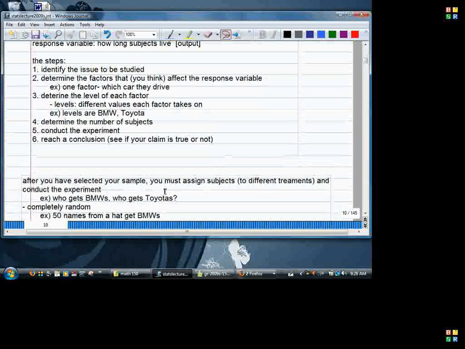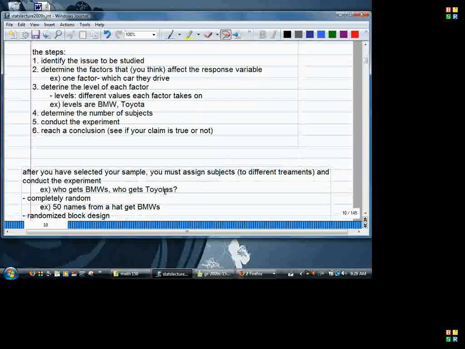Okay, so Elizabeth, the one that you mentioned, where you said, let's make sure that we have an equal number of men and women in both groups, that is a form of what's called randomized block design. Now, I'm guessing, you tell me if I'm wrong, that you got this idea of making sure that we had an equal number of men and women from stratified sampling, where you want to make sure that you have different groups equally represented.